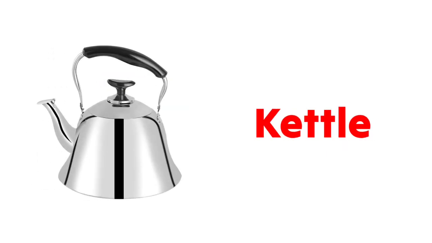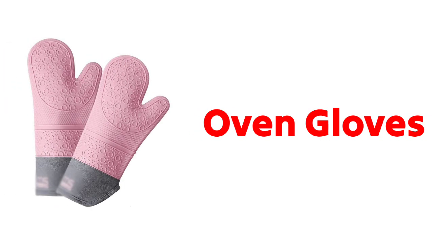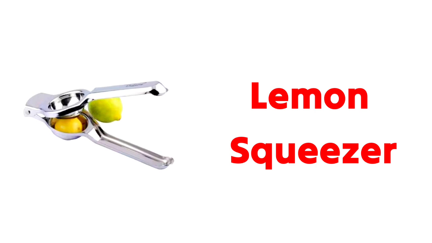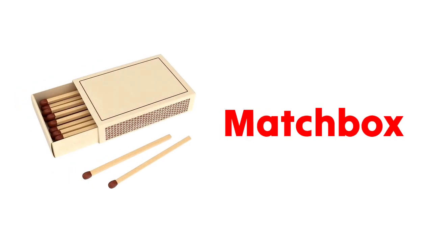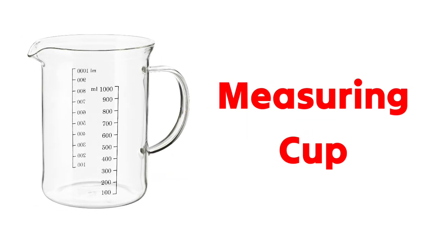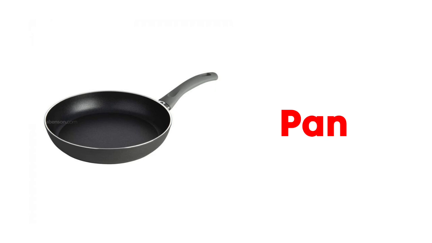Kettle. This is kettle. Oven gloves. This is oven gloves. Lemon squeezer. This is lemon squeezer. Matchbox. This is matchbox. Measuring cup. This is measuring cup. Pan. This is pan.